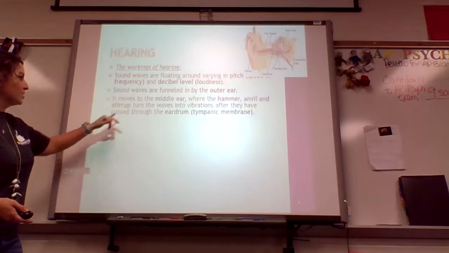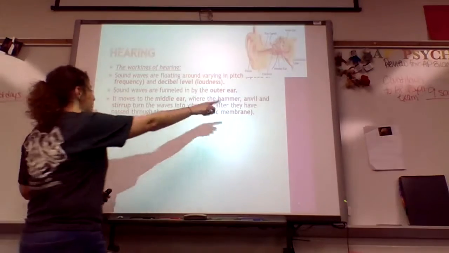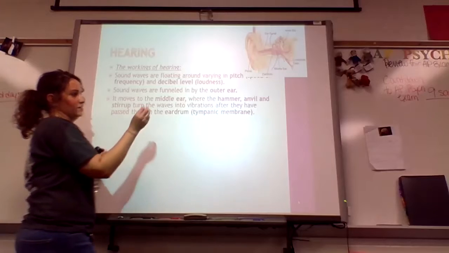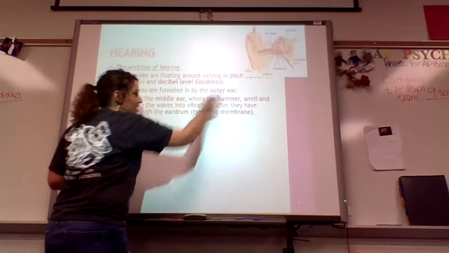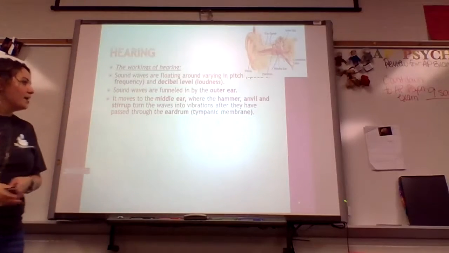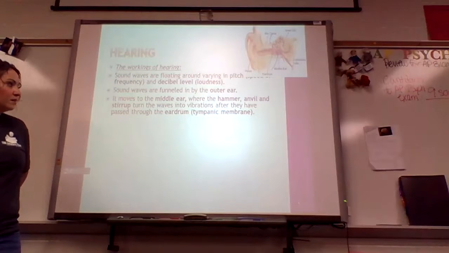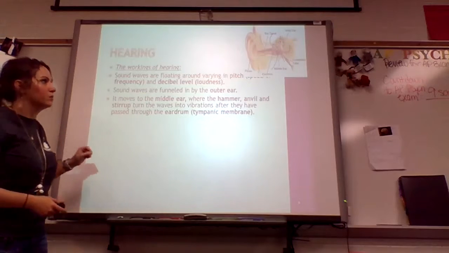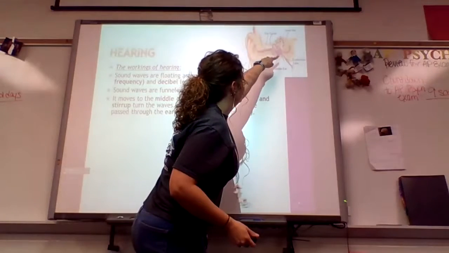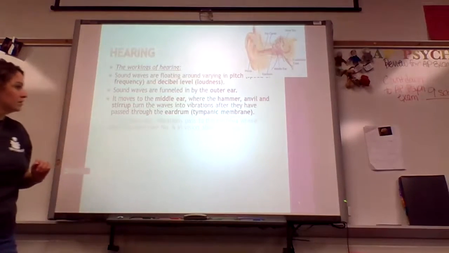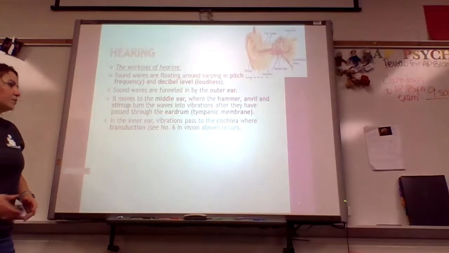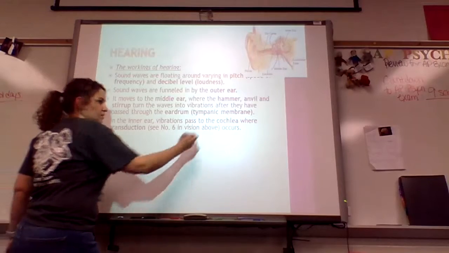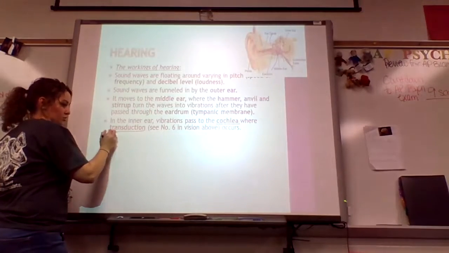We talked about the middle ear being the hammer, anvil, and the stirrup, in case you missed the spellings of anvil and stirrup. They turn those vibrations from the eardrum and pass them along to the cochlea. They're connected to that little snail-shaped thing. The cochlea is where transduction occurs.